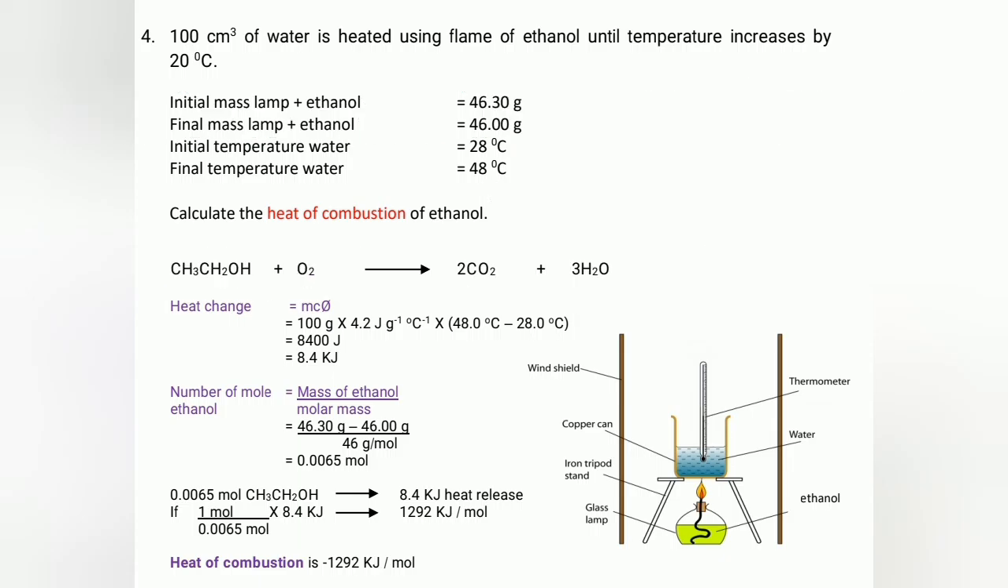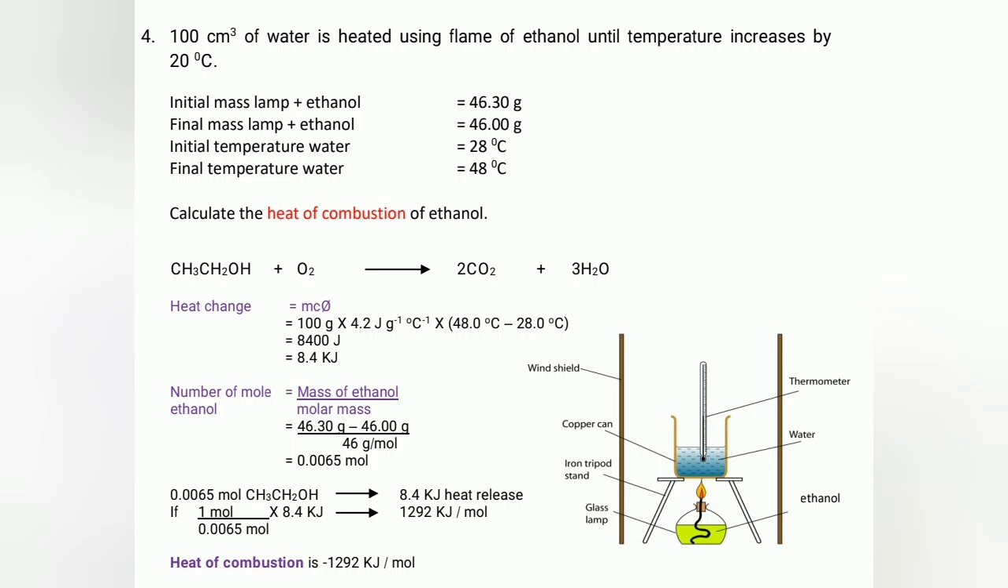So the heat of combustion is the heat given out by 1 mole of the fuel, which will be calculated. Then calculate the number of moles of the fuel. In this case, the fuel is ethanol. Based on the value of the heat change and the number of moles of fuel, we know that combustion of 0.0065 mole of ethanol produces 8.4 kilojoule of heat, or 8.4 kilojoule of heat is released.